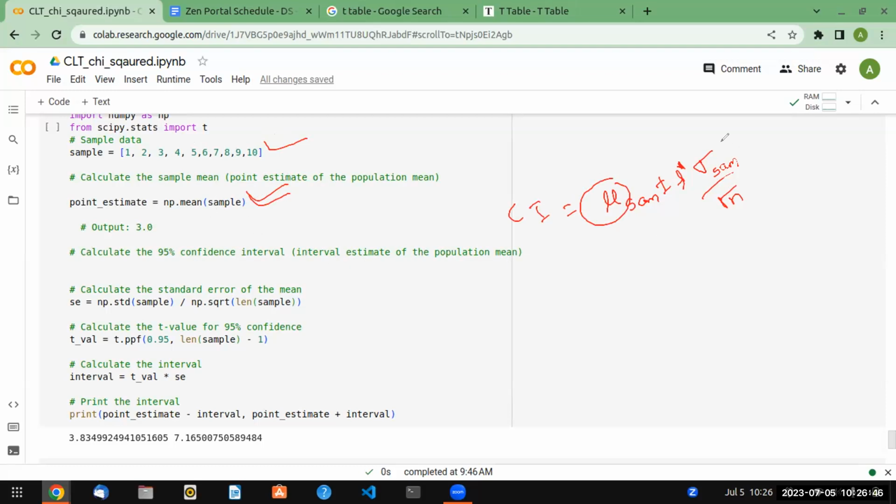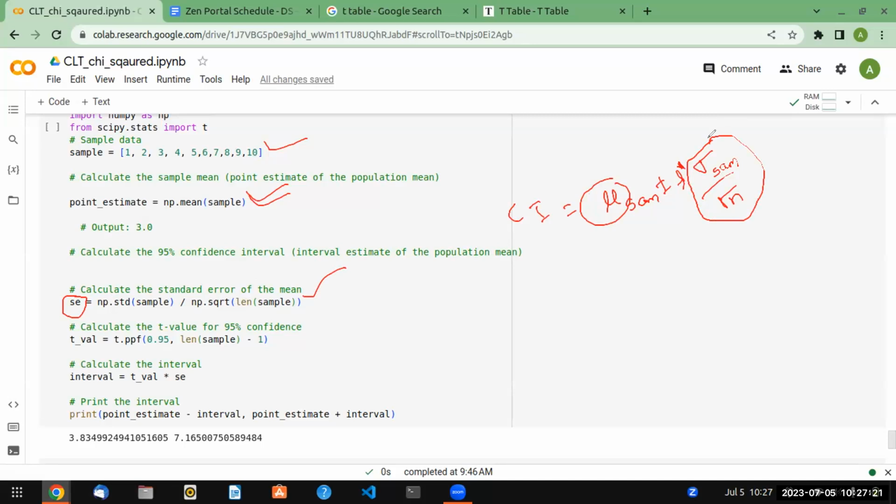What does that mean? I am calculating the standard error. The standard error means I am calculating the variable as SE, and here if you see, np.std of sample divided by np.sqrt of length of sample. That means which part in this formula am I calculating? This part. Mark my circle, okay? This is SE we are calculating. Please try to verify it.